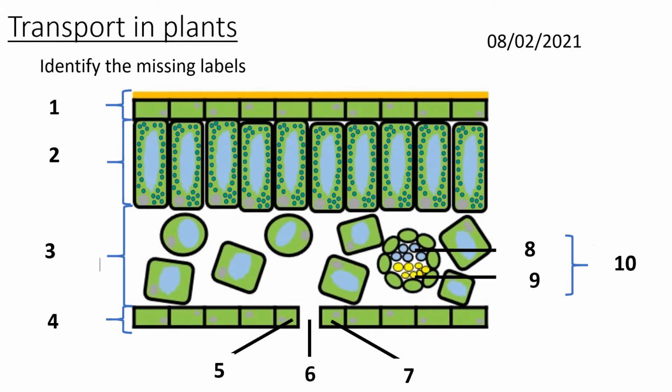This is a GCSE Biology presentation looking at transport in plants. To get started, what you've been presented with is a diagram that represents a cross-section of a leaf. So if you took a leaf and sliced and looked along the edge of it, what would you see inside? What you have to do is identify all the different labels from 1 to 10.